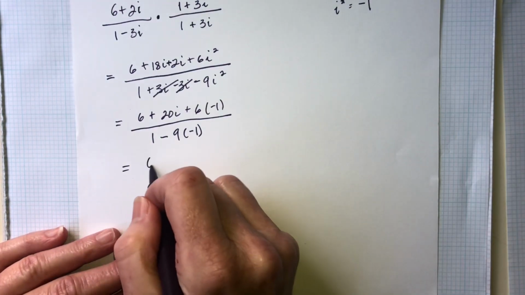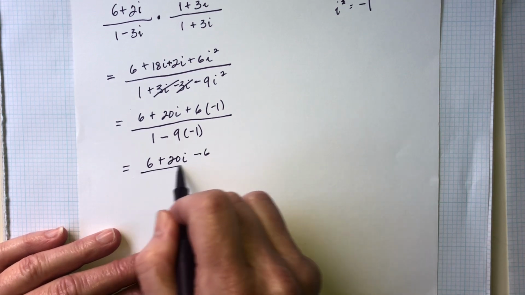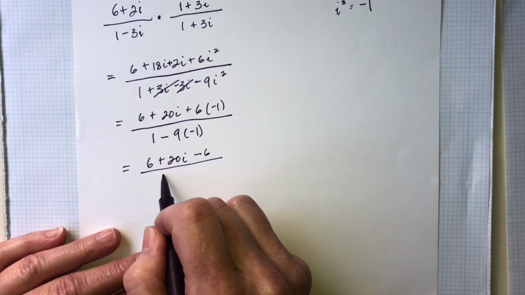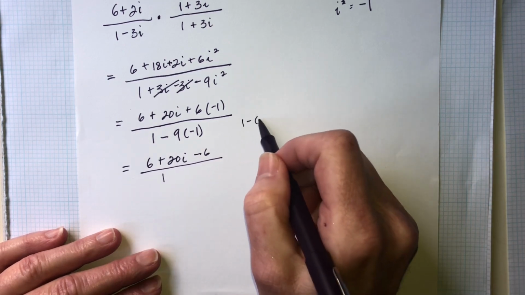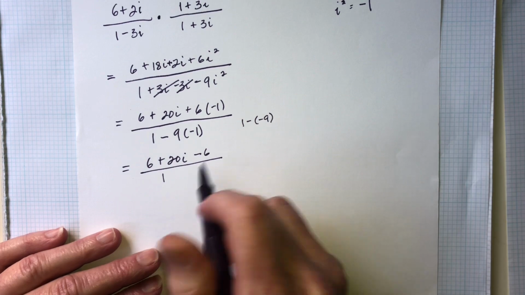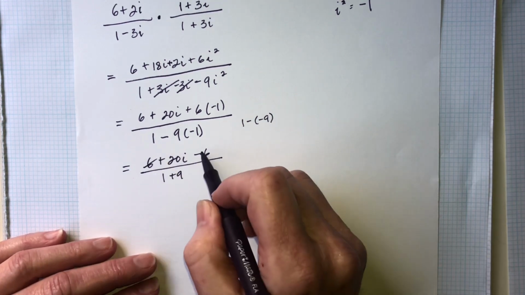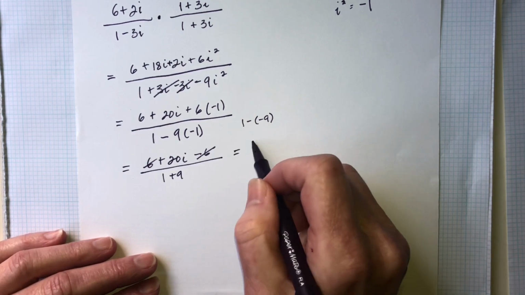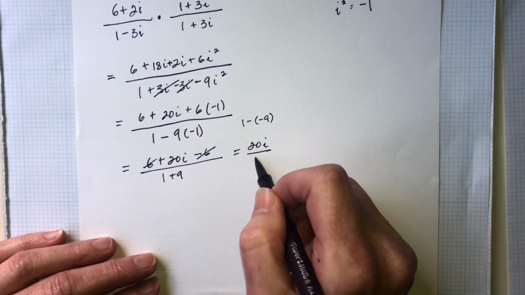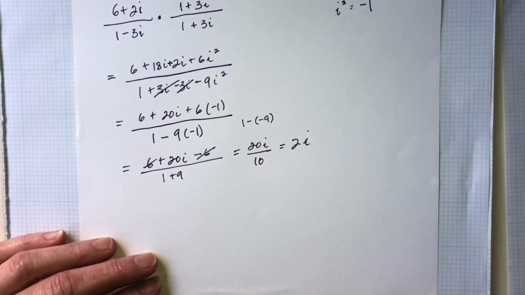So that gives us 6 plus 20i, and then minus 6, and then 1, and then minus, that would be 1 minus -9, of course, which becomes 1 plus 9. So these cancel out, and we get 20i over 10, which simplifies to 2i, and that's our final answer.